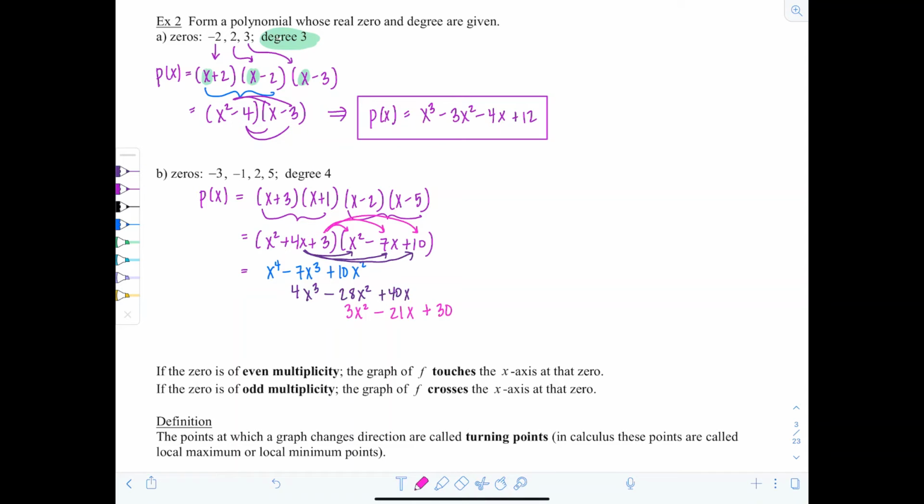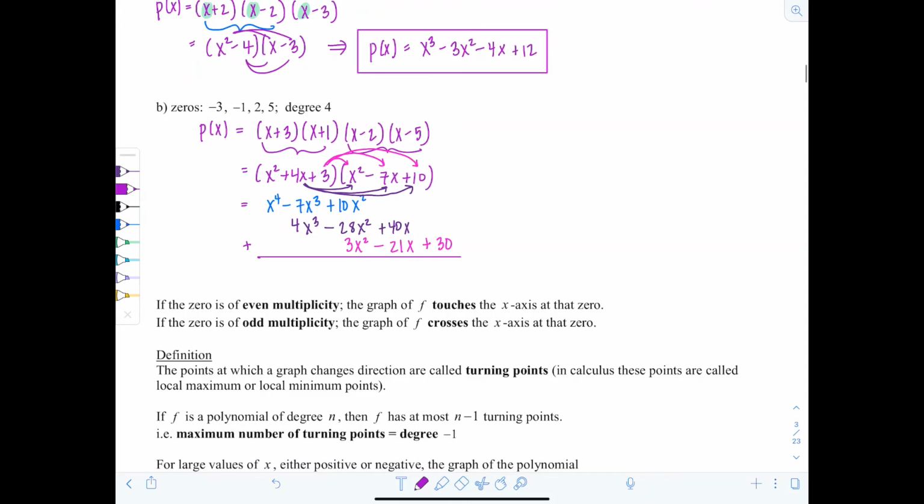And the cool thing about stacking it this way is now everything's lined up, all the like terms, so you can combine them so easily. Look at this. So we've got x to the 4th minus 3x cubed. 10 minus 28, that's negative 18, plus 3 is negative 15x squared. 40 minus 21, that's going to be positive 19x plus 30. Cool. So there's that one done.